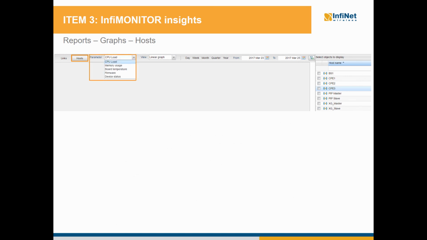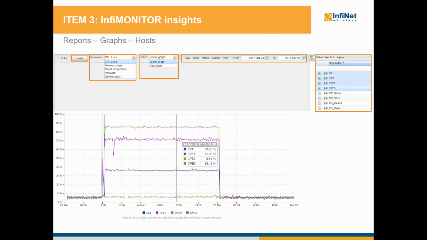The available statistics parameters for hosts are CPU load, memory usage, board temperature, firmware, and device status. I have selected CPU load. Then you can choose between linear graph and data table. I have selected linear graph. Next, you must set the time interval. And then you must select the hosts from the list of objects. And after you select the hosts, the graphs are displayed. The maximum number of hosts for which you can simultaneously display statistics is 20.